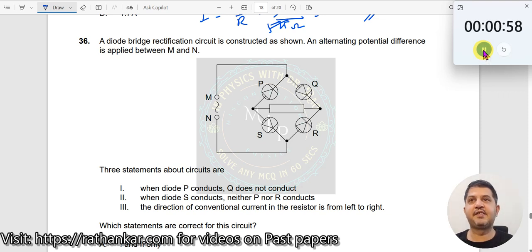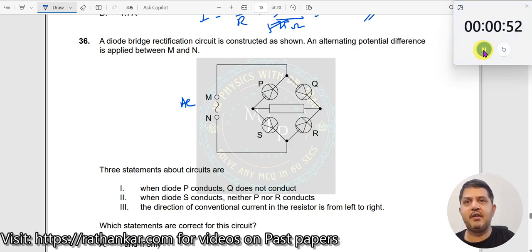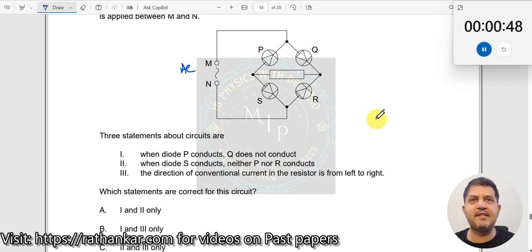Question number 36. A diode bridge rectification circuit is constructed and an alternating potential difference, AC voltage, is applied. The statements about the circuit are as follows. Before reading them, let us analyze the circuit.